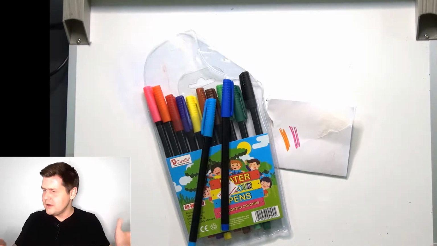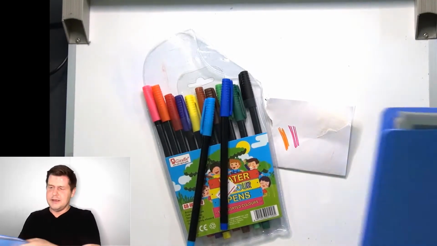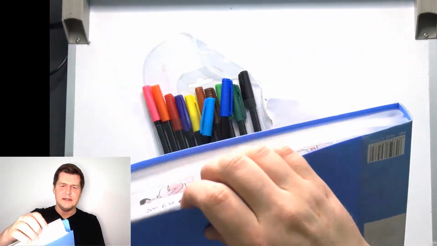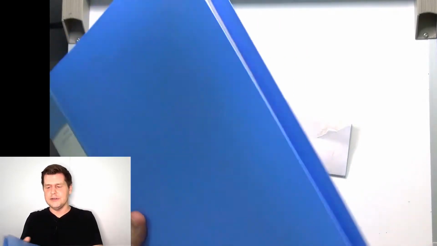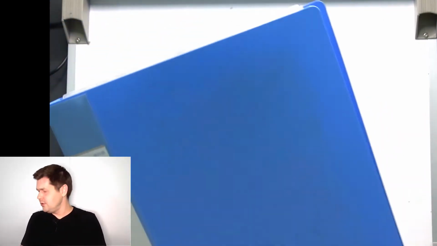And also, what are some other things that are blue that I have? Oh, here is a binder. This binder is blue, and I use a binder to hold different papers and things. So this binder is blue.